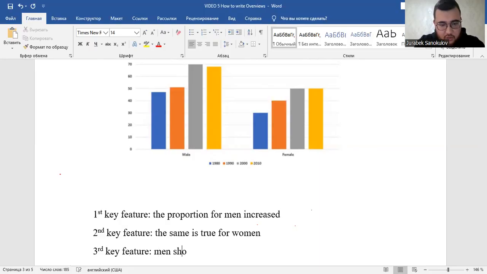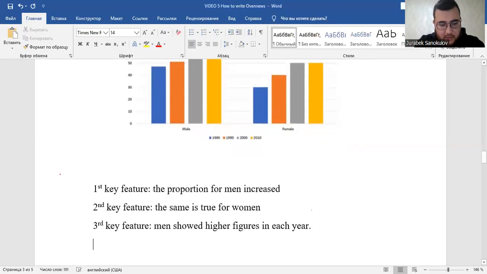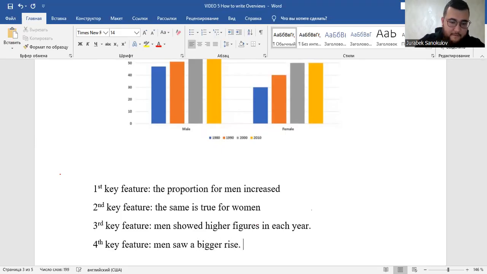And the third key feature is men showed higher figures in each year. And the fourth key feature would be men saw a bigger rise, let's just say, bigger change. So these are the key features to include in the overview.